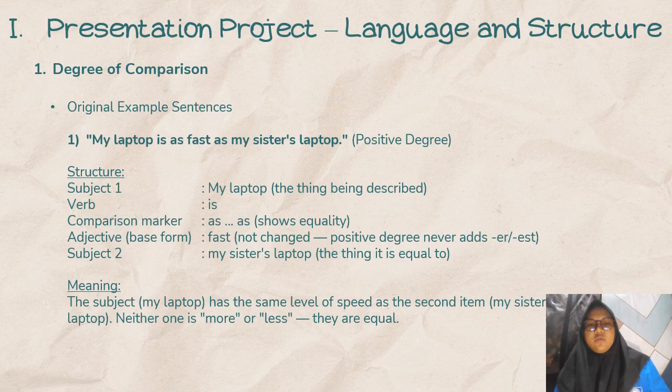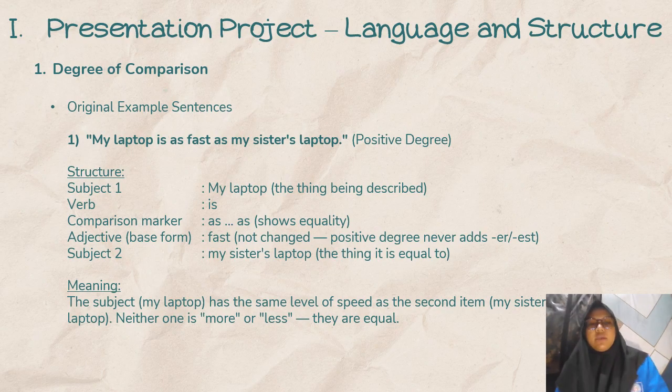So I have to show original example sentences. The first one is my laptop is as fast as my sister's laptop. It's positive degree. For the second is in this sentence, the subject one is my laptop. It's a thing being described, and the verb is. For the comparison marker is as or as. It shows equality. And adjective for base form is fast, and it's not changed. Positive degree never adds er or est.